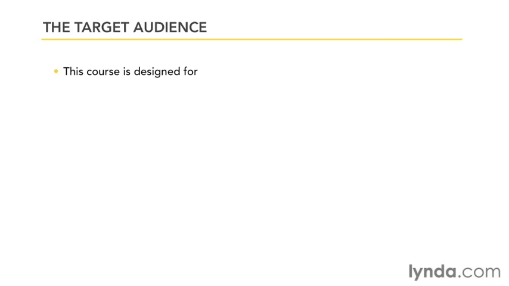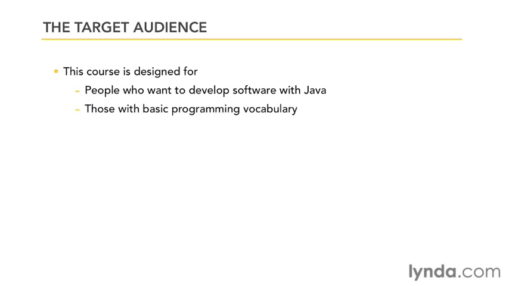So who's the target audience for this particular course? The course is designed for anybody who wants to build software using the Java programming language, but specifically, it's designed for those who already have a basic programming vocabulary. Software developers, as with many trades, have their own unique vocabulary, incorporating terms that they all understand. Many of these terms have different meanings from one programming language to another, but programmers can talk to each other.